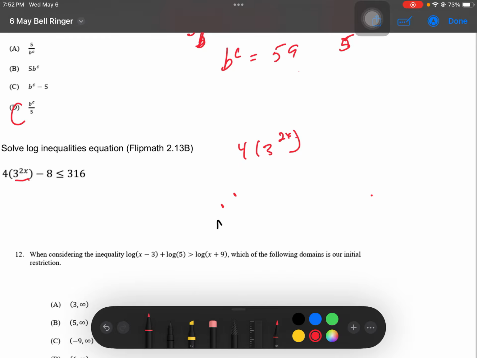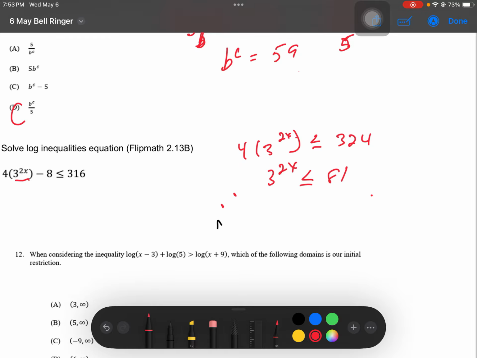That gives me 324 is less than or equal to 324. Good. And then divide by 4 now. That should give me 81. So that gives me 3 to the 2x is less than or equal to 81.